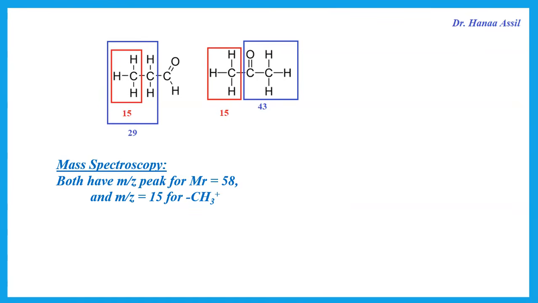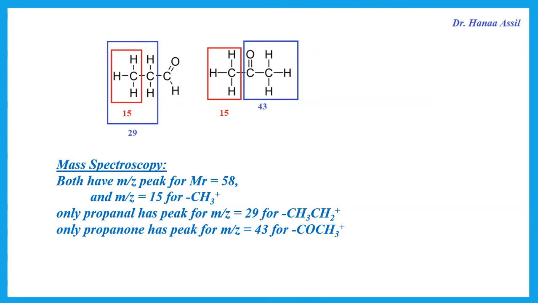but they will be different in what? The propanal will have a peak at 29, while the propanone will have a peak at 43 for these 2 different fragments. Please remember that when you write the fragments, they are positive ions, so you must have a positive charge for each fragment.